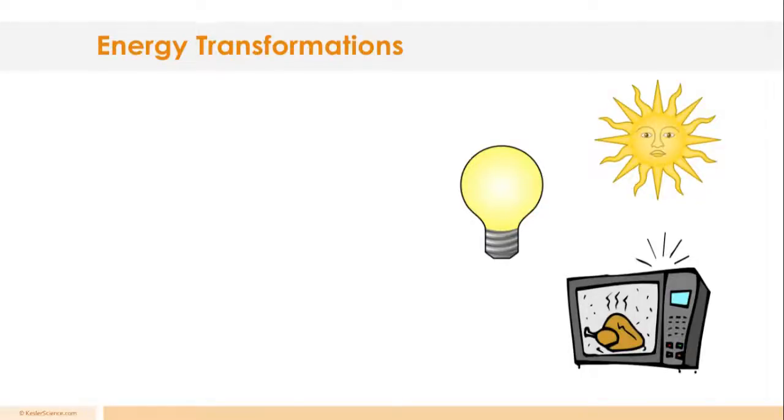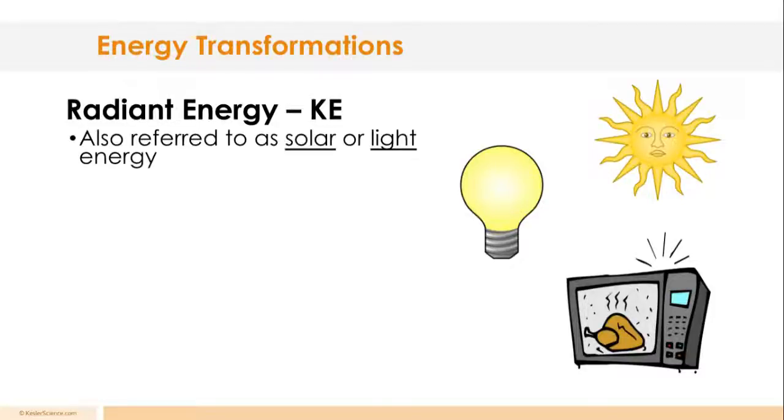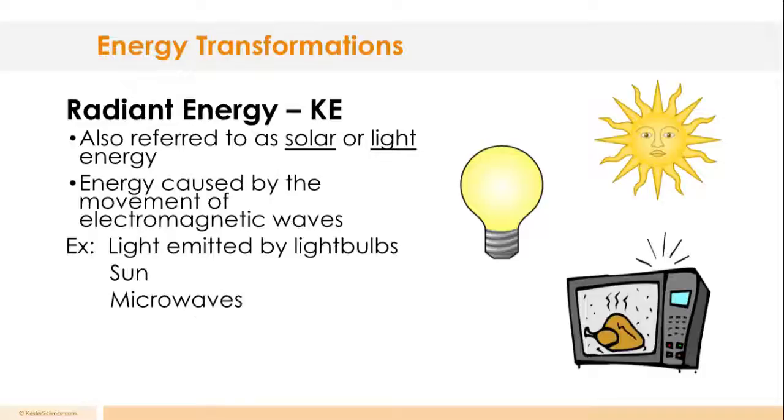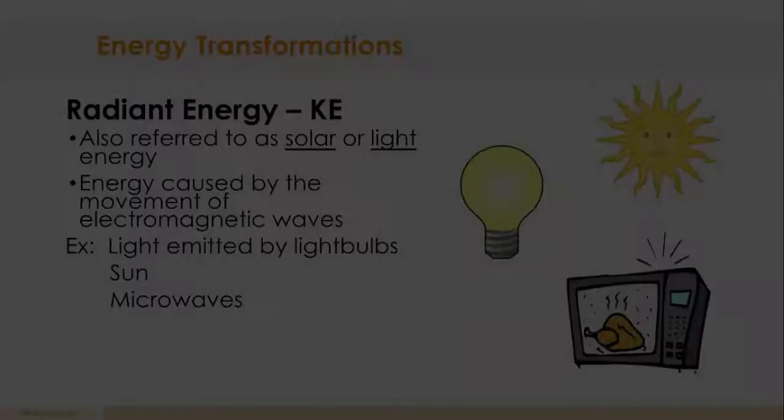So moving on, energy transformations also take the form of radiant energy. Radiant energy as well is going to be kinetic energy because it is a wave, which we'll look at later on this year. It's also referred to as solar or light energy. It's energy caused by the movement of electromagnetic waves. Some examples of that would be a light bulb, the sun, or microwave. All of those use radiant energy.